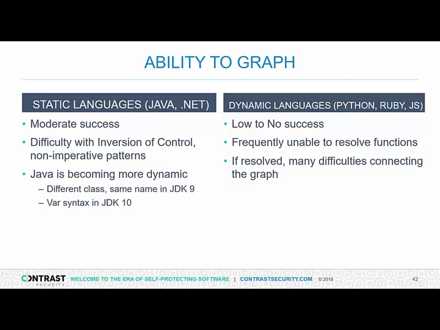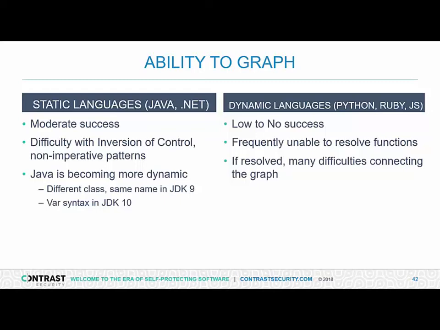Now, one of the difficulties with this is that the Java language itself is becoming more dynamic under the hood, both in terms of the ways that developers can write it and the way that the system will execute it. For example, in Java 9, there was that implementation of multi-release jar files where you can have a different class by the same name, which will provide difficulty to the ability to graph that and figure out which one is right.